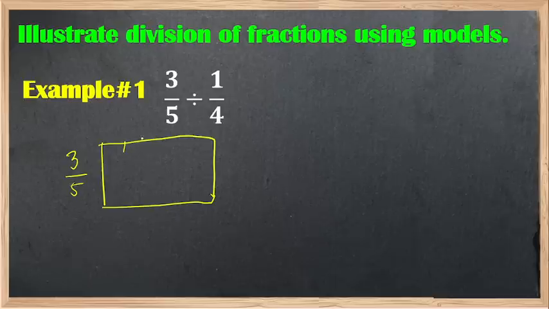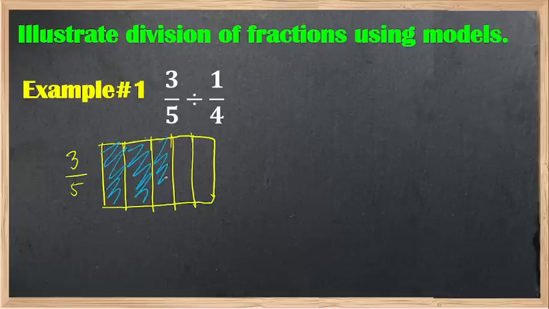We have 1, 2, 3, 4 to make this one 5 equal parts. So we have 5 equal parts because the denominator is 5. And then we have to shade 3 equal parts. 1, 2, 3. Okay. Now let's illustrate the other fraction.